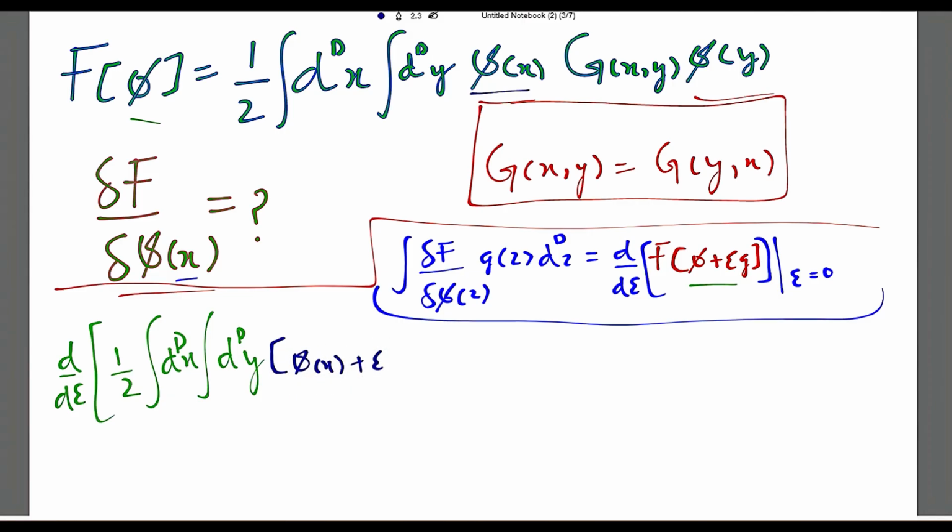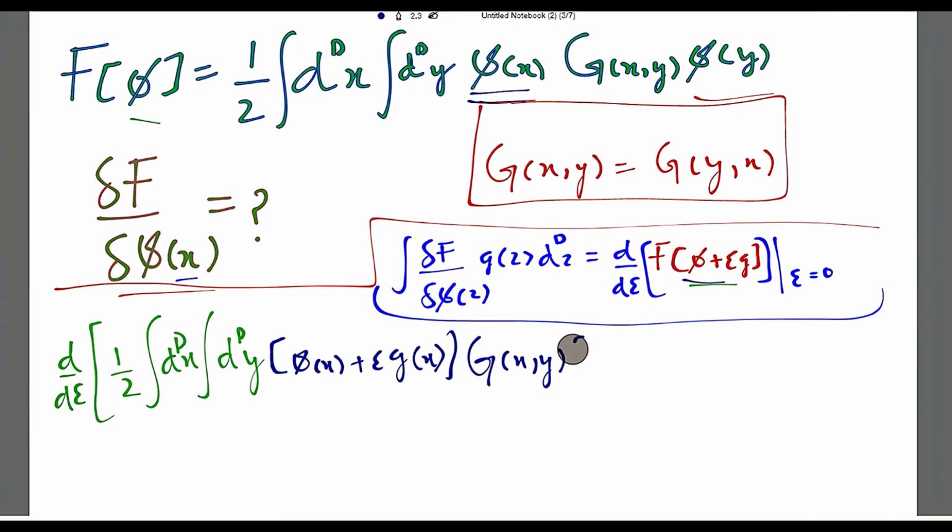Okay, and let's proceed. Now we'll replace phi of x by the new argument, which is phi of x plus epsilon g of x. The g will be in the same space in which the original phi field was, so since it was phi of x, it will also be g of x for this particular part. Then capital G of xy, this is the Green's function. This is not the field that has been perturbed. You can see the phi field is perturbed, so this will stay the same.